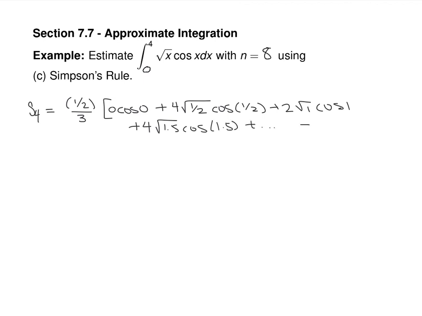This one's going to end on 4 root 3.5 cosine of 3.5 plus just root 4 cosine of 4. And that will be approximately equal to negative 2.328.